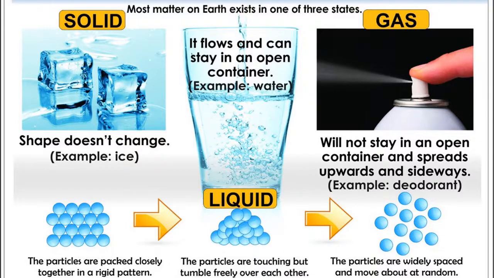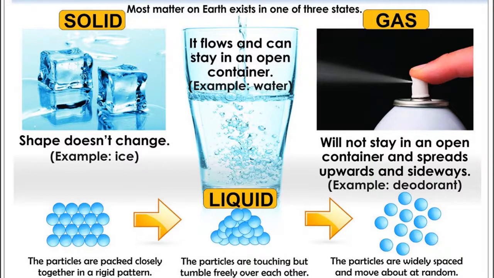Next is liquid. It flows and can stay in an open container. Example is water. When you take a glass of water and add any drink into it, or even if you just take water, you will find that water takes the shape of the container. That means the particles, मतलब liquid को हम लोग किसी भी shape में mold कर सकते हैं, है ना?